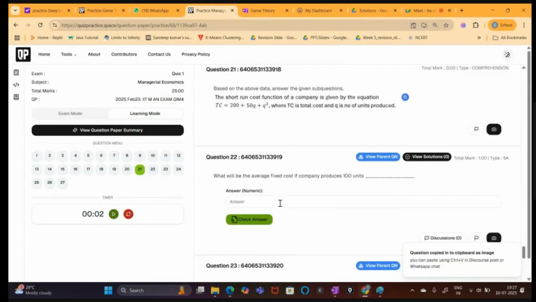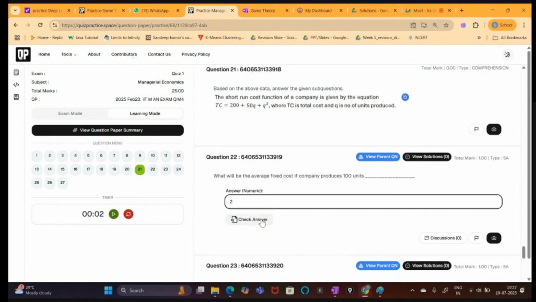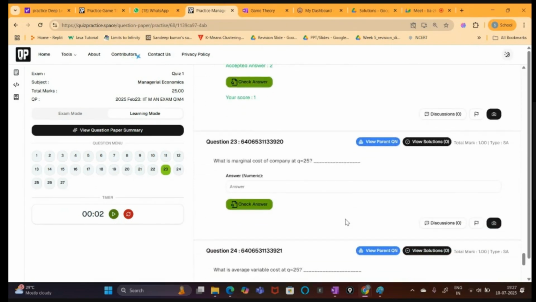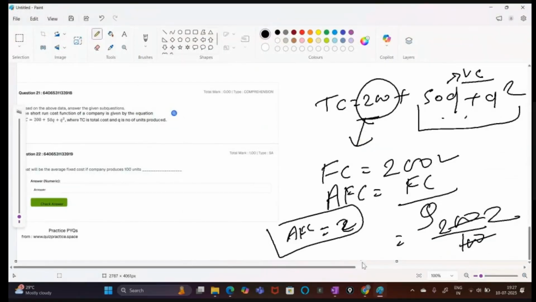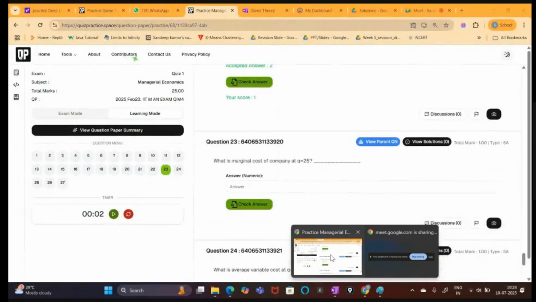Let me put the answer. Okay, right. And the next question is, what is the marginal cost of the company at Q? So marginal cost, let me first copy.